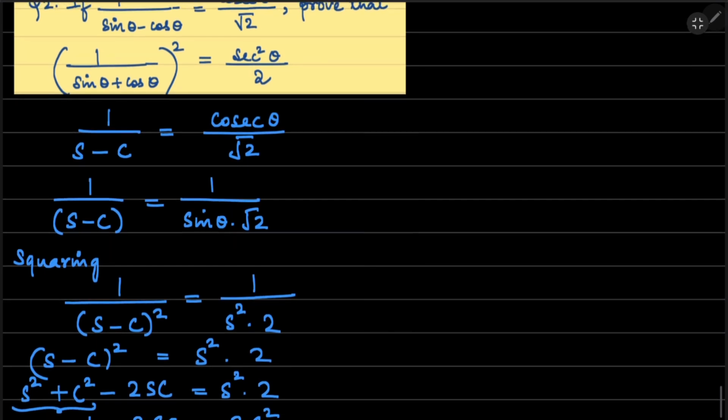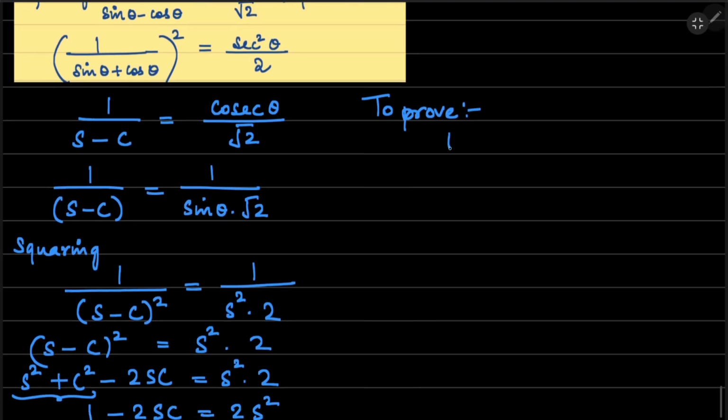Now what do you have to prove? This is a very important question, please make sure you note it. 1 divided by sin theta plus cos theta, the whole square, you have to prove that it is equal to secant square theta by 2. So I'm just taking the LHS and I'm going to solve it.